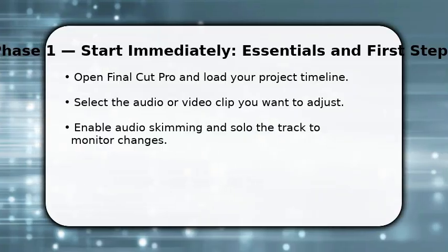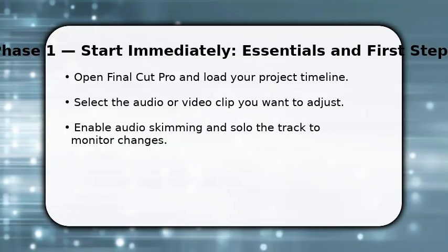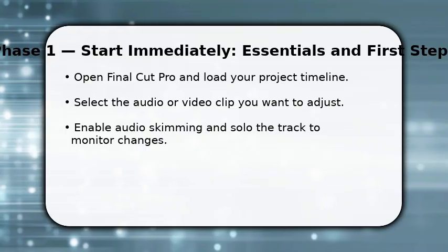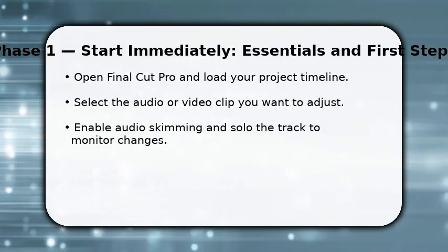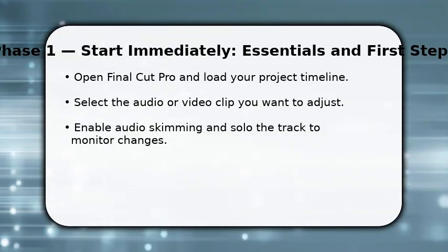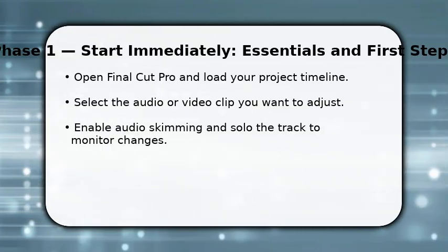You start by picking the clip you will change. Select it in the timeline so tools act on that region. Once selected, open the audio inspector to see current pitch and speed settings, because changing pitch often affects timing. Make sure you have audio skimming on and headphones ready to hear subtle shifts.